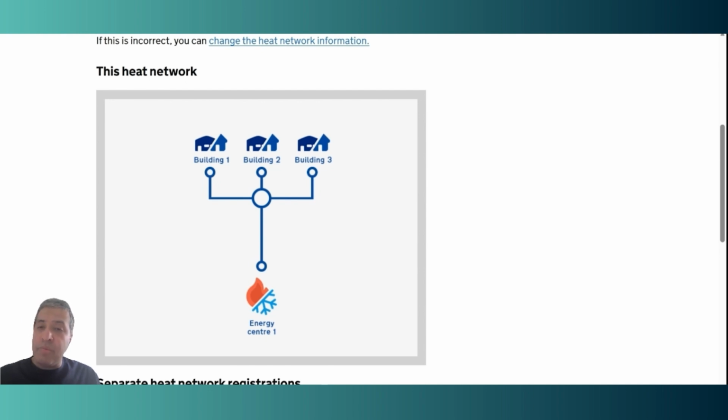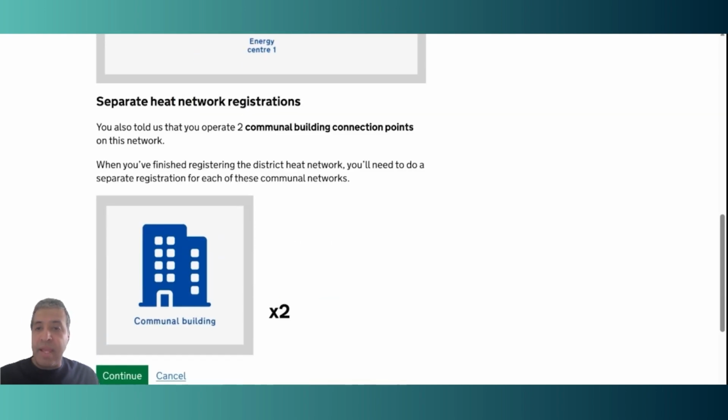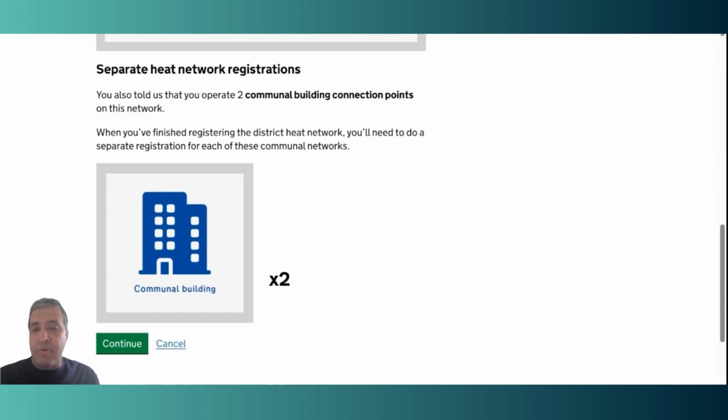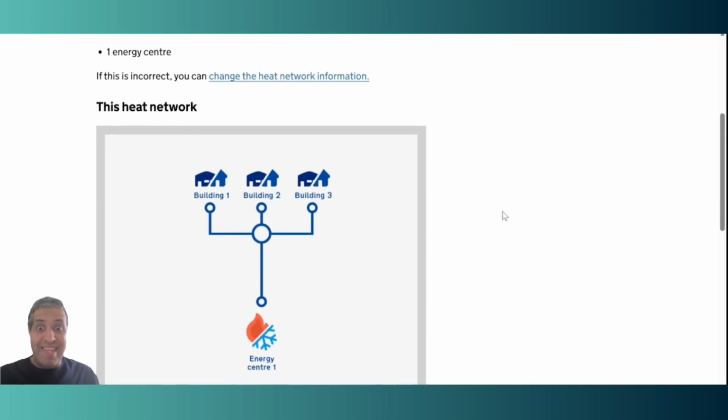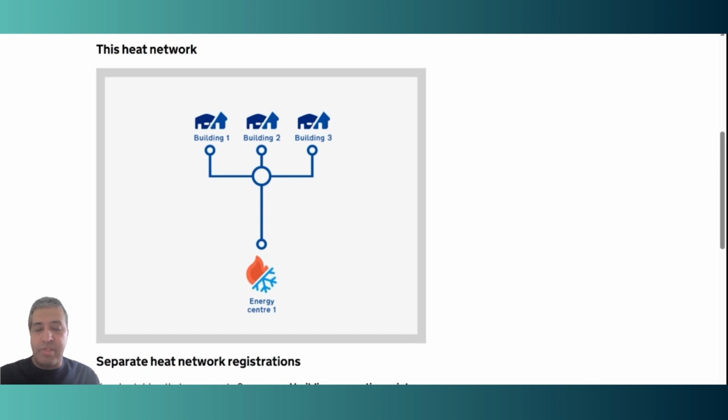The 2 buildings that we've indicated are communal buildings actually come further down on this page. They are a separate heat network registration. So those 2 communal blocks will need to be registered as separate registrations, as 2 communals going through this journey again. But when you get to the question around, are you registering a single communal block, in that one you'll say yes for those registrations. Proceeding with the rest of the journey then, we're going to be registering this heat network, that diagram there.